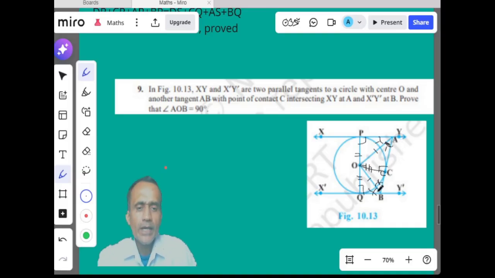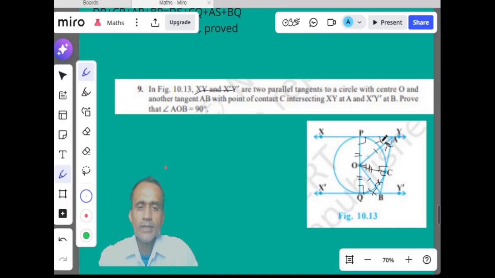So what will we get from this? What more property can we use? See, you are given one more thing, that XY and X'Y' are parallel. If they are parallel, then we know the properties of parallel lines. If you remember, there is something which relates to the sum of angles.